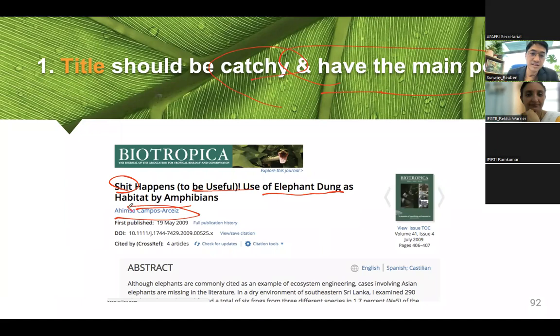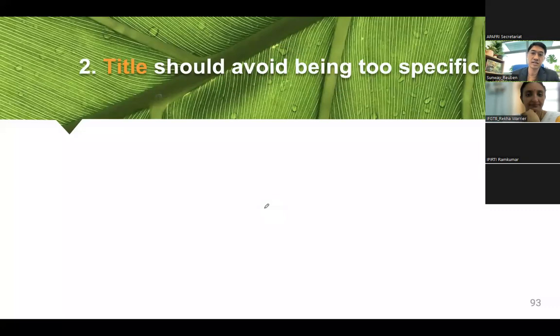In this case, my colleague happened to find amphibians living in the elephant dung or shit, and he says, well, shit happens to be useful. So great, that was one of the highly cited articles, just because of a very catchy title. So again, try to explore also the use of the colon. The colon is a very powerful punctuation mark you can use in your title, as I showed you just now.